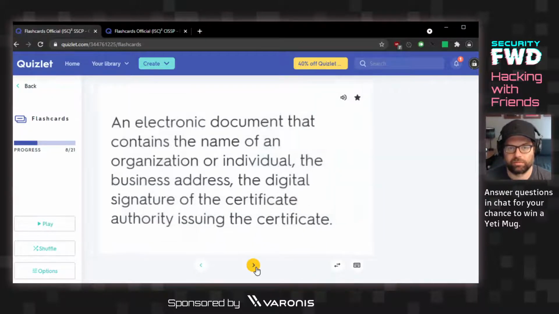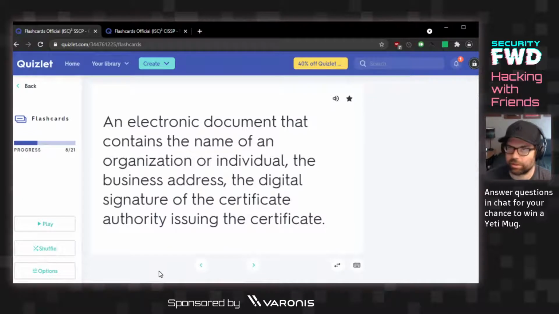And I think the real danger with it is it's very easy to shoot yourself in the foot and make it so your cryptography and your cryptographic system is worthless and not realize it. So, all right, an electronic document contains the name of the organization, individual, business address, digital signature of the certificate, and authority.